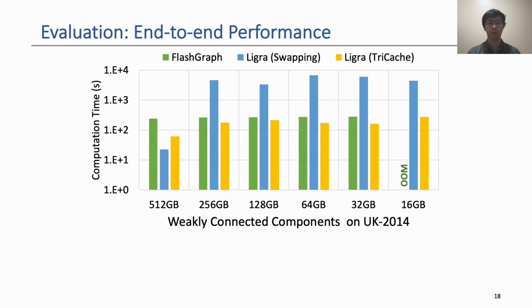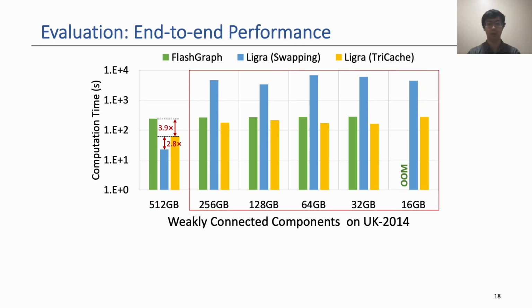For graph processing, we apply TriCache to an in-memory framework Ligra and extend it to out-of-core. The baselines are Ligra with swapping and FlashGraph, an efficient out-of-core framework designed for SSD. Here is the performance of WCC algorithms. In memory, Ligra on TriCache performs about 3 times slower than Ligra based on OS-based cache, but it is still about 4 times faster than FlashGraph.